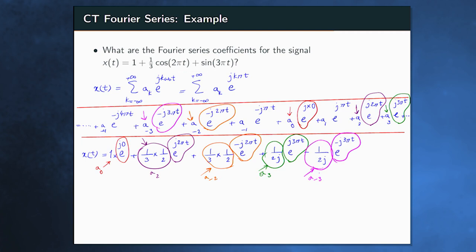So I found all of the Fourier series coefficients by comparing them with the components of the synthesis equation. With that, I can write all of the Fourier series coefficients for the given x of t. A sub 0 is equal to 1, a2 equals 1 over 6, a negative 2 equals 1 over 6, a3 equals 1 over 2j, and a negative 3 equals negative 1 over 2j.